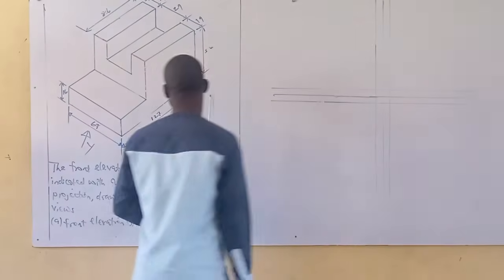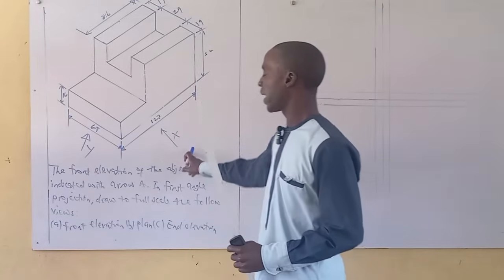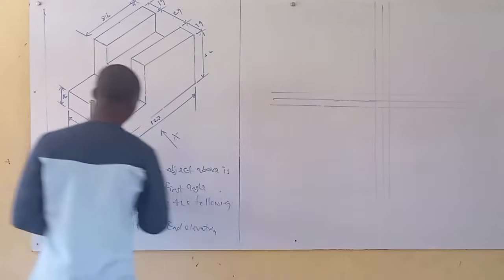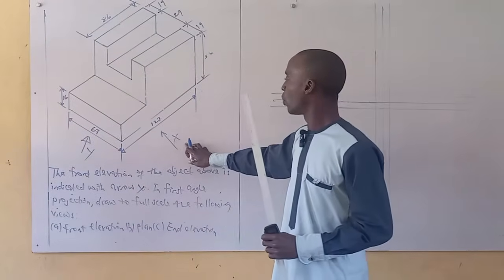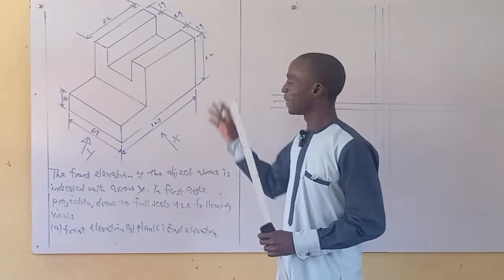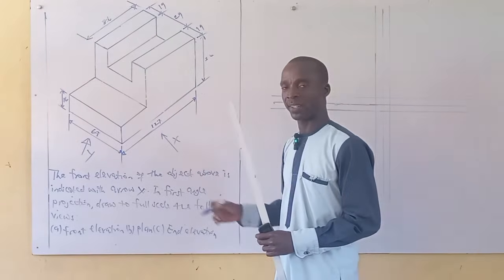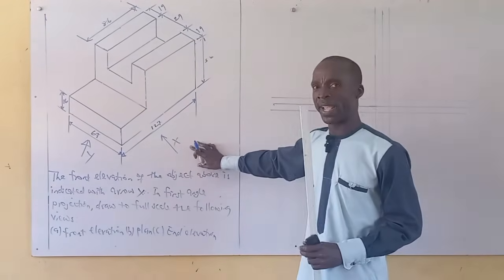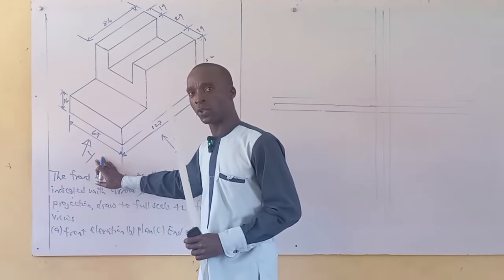So when you look at the object, you see that the arrows are indicated. We have arrow X and arrow Y. The front elevation of the object is indicated with arrow X. So we want to draw to full scale the front elevation, the plan, and the end elevation, which is also referred to as the side elevation. When you view the object from the direction of arrow X, what do you see? And when you view it from the direction of arrow Y, what do you see?